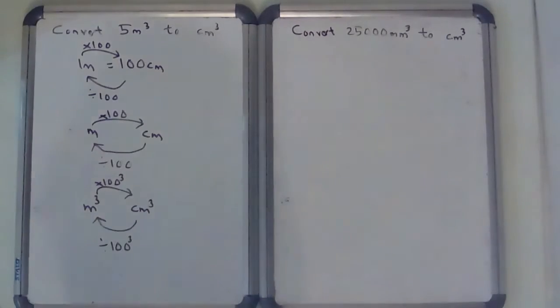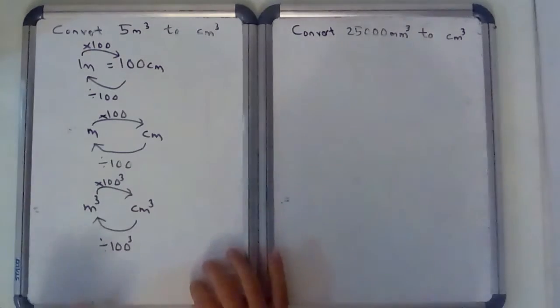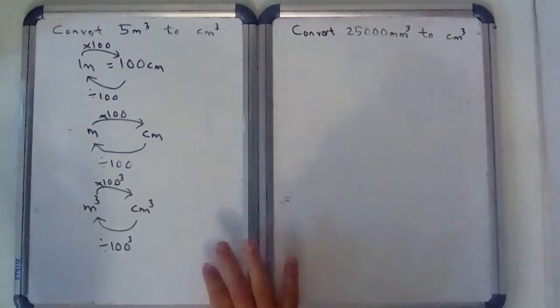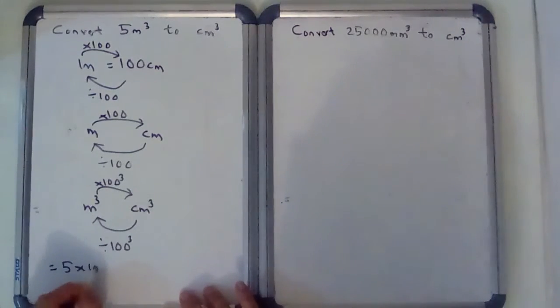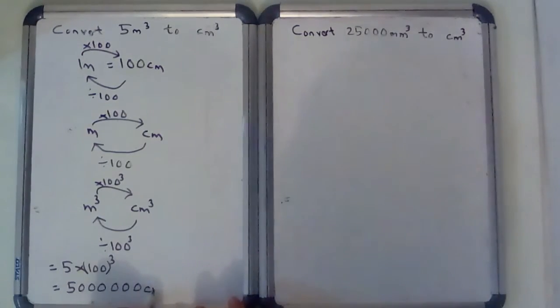divide by 100 cubed. In this case, we need to times by 100 cubed, which means times by 100, times by 100, times by 100. So we need to go 5 times 100 cubed, which is 5 times 100, 500, times 100, times 100. And that is cm cubed.